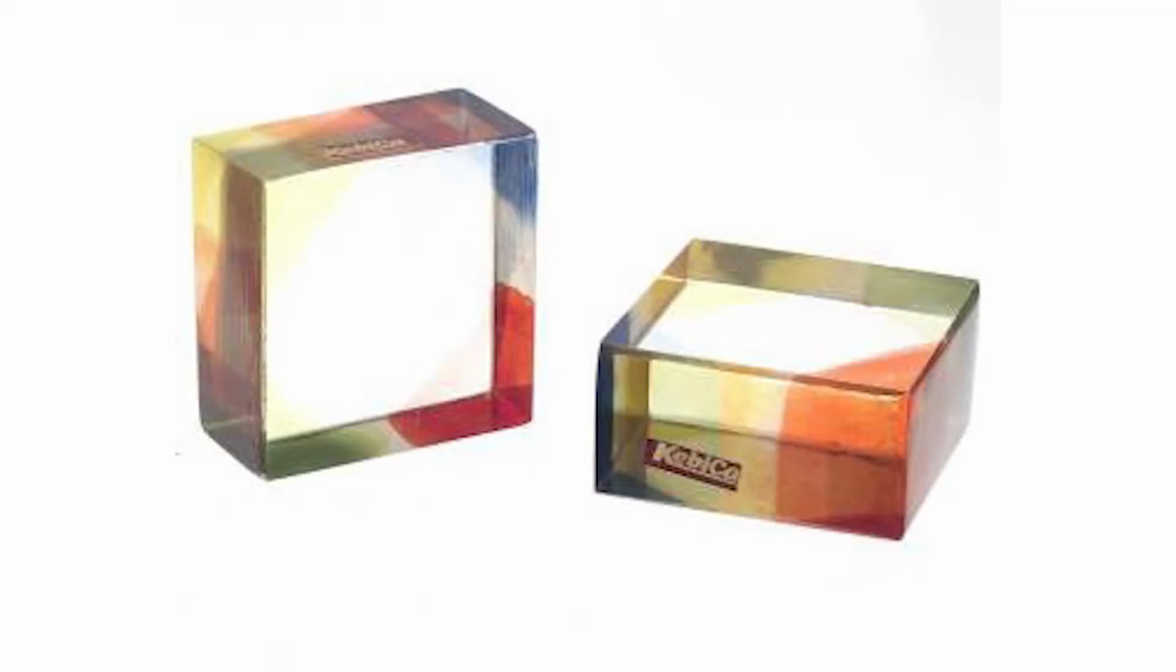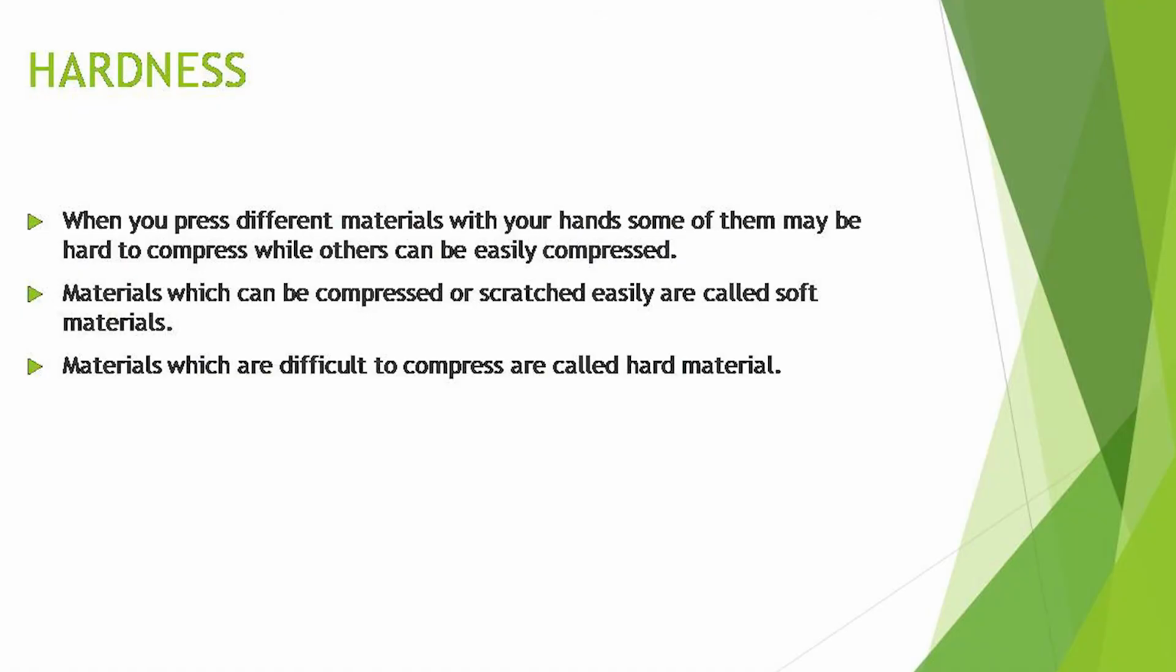I am compressing this cotton. You can see it is compressed easily. Now I am compressing this paperweight. It cannot be compressed. It means this property of these two different objects shows the hardness and softness of material. So the next property is hardness.